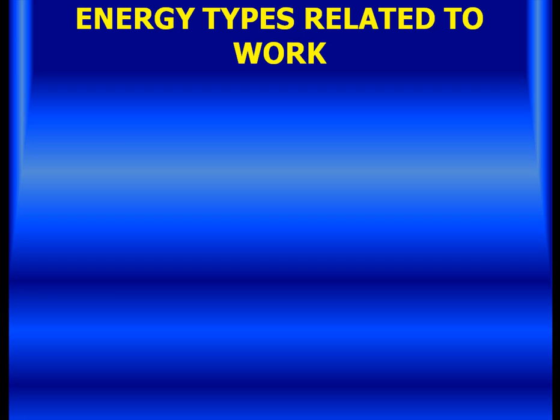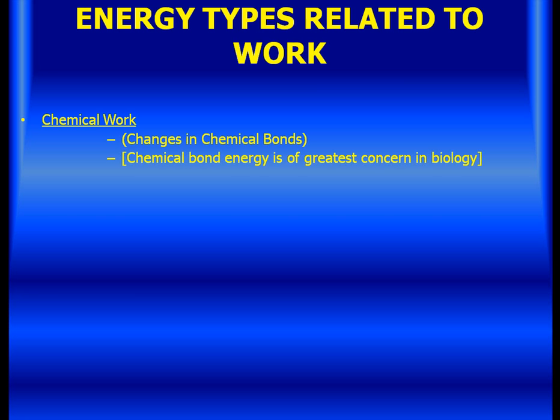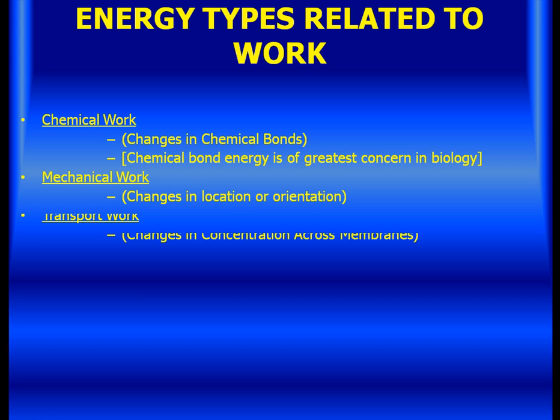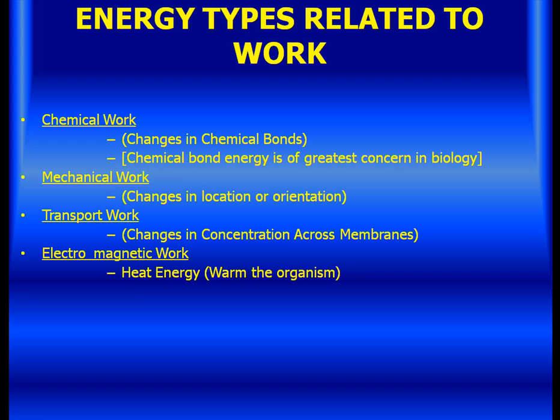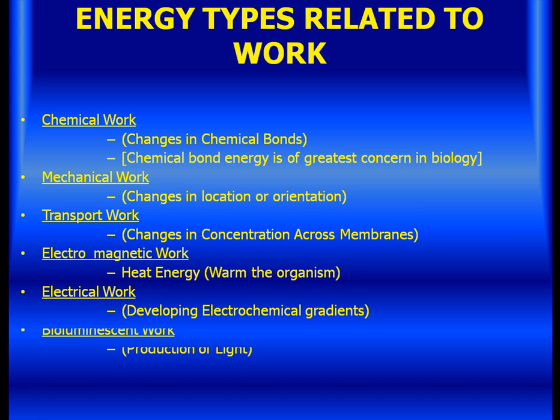The different types of cellular work are chemical work, mechanical work, transport work, electromagnetic work, electrical work, and bioluminescence work. Our cells require these different types of work in order to function properly. The driving force behind them all is our ATP molecule.